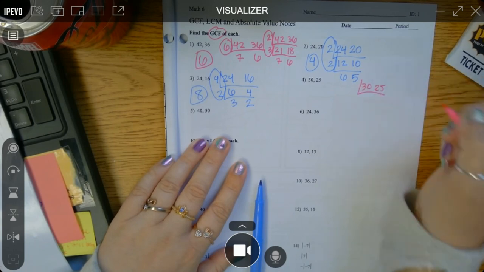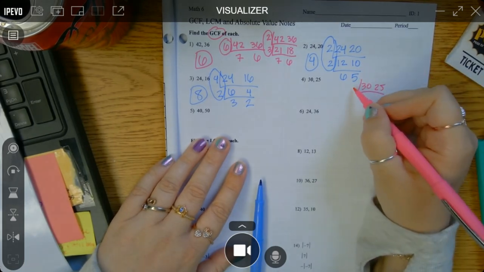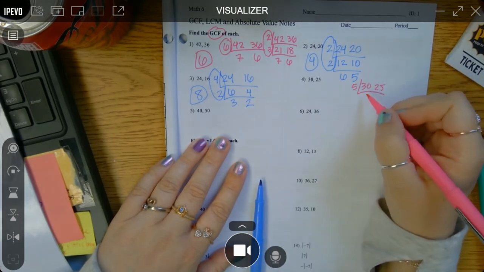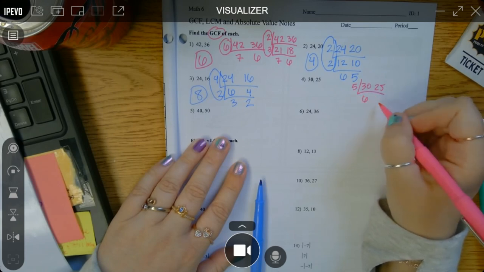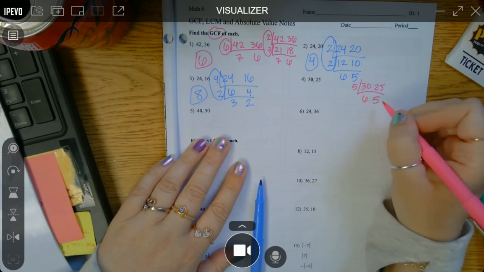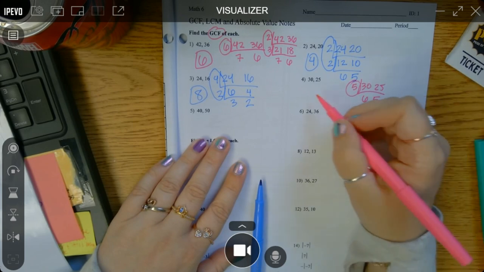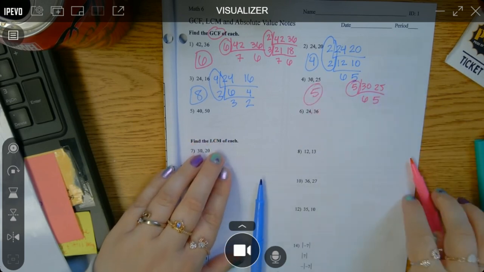Okay, anything that ends in 0 and 5 is divisible by? Yep, 5. 5 times what is 30? 6. And 5 times what is 25? 5. Can you keep going? Nope. So 5 is your GCF for that one.